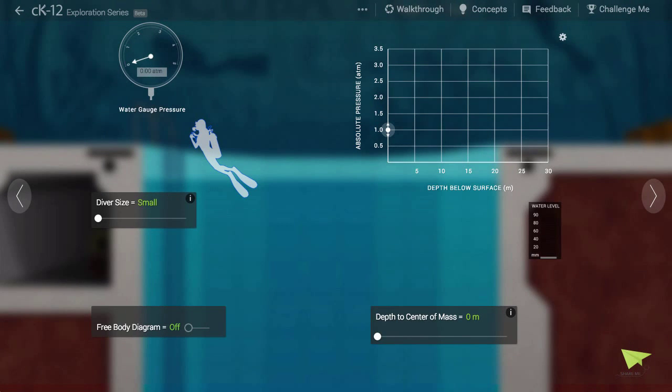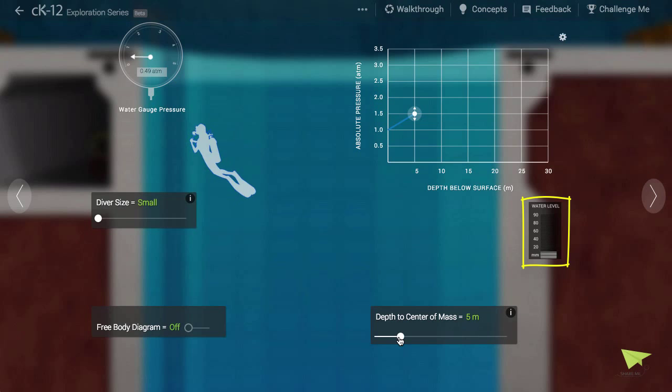When the diver enters the water in the scuba training pool, the water level rises. We can see this by looking at the water level zoom window at the right. To displace some amount of water, the diver has to push on the water. In return, the water pushes on her, creating a buoyant force.